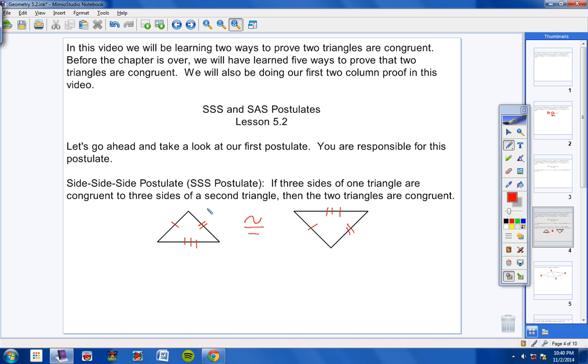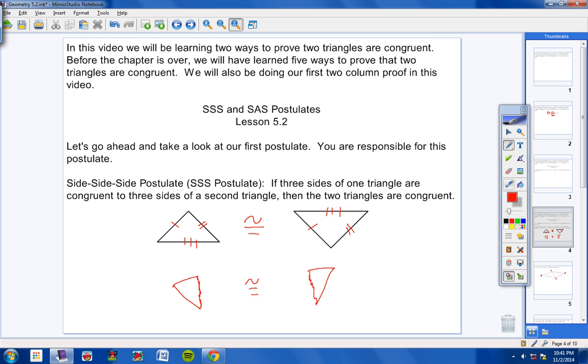Now, let me show you how we know this. Just kind of watch, you don't have to take notes on this. Look, it's common sense, students. If I told you I had a side this long and a side this long, and the same thing over here, and then the third side had to fit right in here, and of course then the third side had to fit over here, it's kind of common sense. And that's why it's a postulate, not a theorem, because we don't prove postulates. We just accept postulates as truth. It's just common sense that these two triangles are congruent.